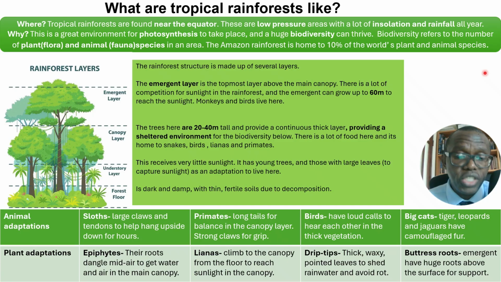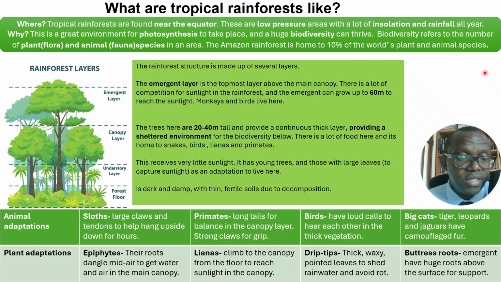Then we have birds here as well, and their adaptation is that they have loud calls so that they can hear each other in the very thick vegetation and especially in the canopy layer. Then we have the big cats as well. So tigers, leopards, and jaguars have camouflaged fur so that their prey cannot see them when they are approaching.